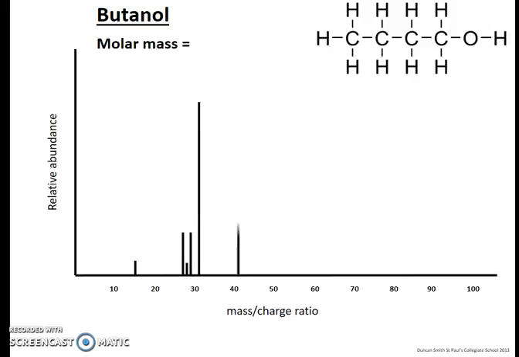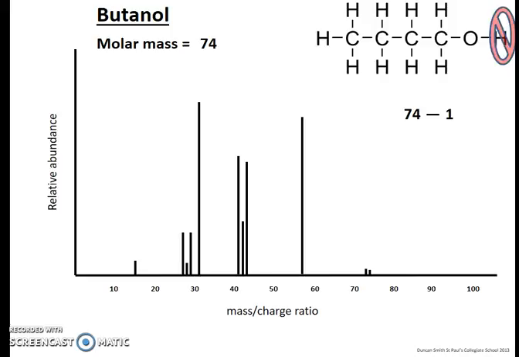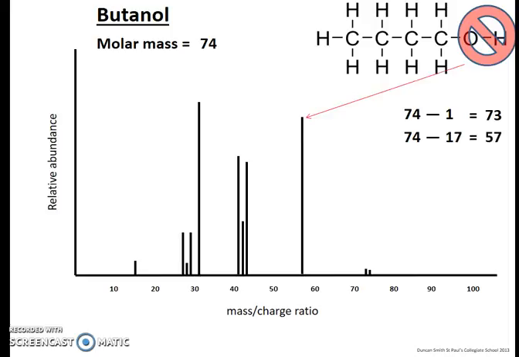Butanol, let's see what we see again here. Yes, there's that 31 peak yet again. Okay, so butanol, molar mass of 74, so there's our molecular ion peak. Take off 1, and we've got our peak at 73. So you can see that pair of peaks down at 73 and 74. We can lose that OH group, and that's going to give us the strong peak at 57, okay, which is a 4-carbon chain.